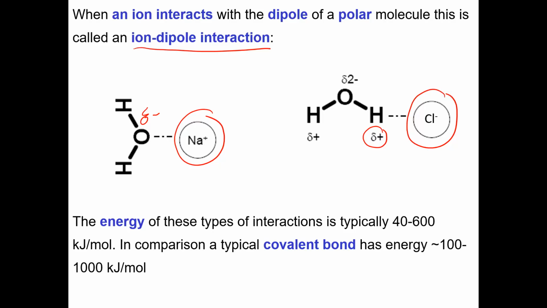These types of interactions have a high energy. They can be several hundred kilojoules per mole, which is similar in strength to a covalent bond. As a result, if several of these occur between one ion and multiple water molecules, then the water is able to break the strong ion-ion interactions that hold the crystal together.